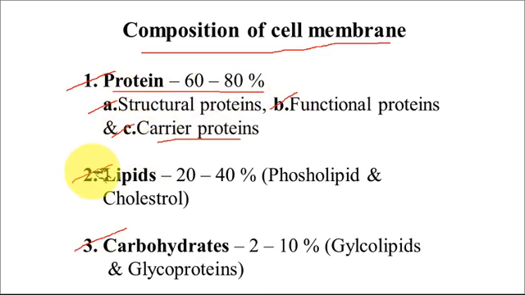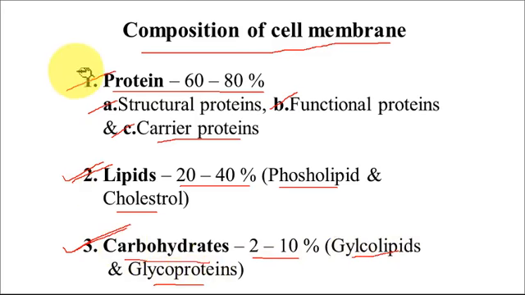The second important component present in the cell membrane is the lipids. Lipids comprise the second major share, around 20 to 40%, which include the phospholipids and the cholesterol. The third major component is the carbohydrates, which comprise around 2 to 10%. Those include the glycolipids and the glycoproteins. So these are the important components that are included in the composition of a cell membrane.